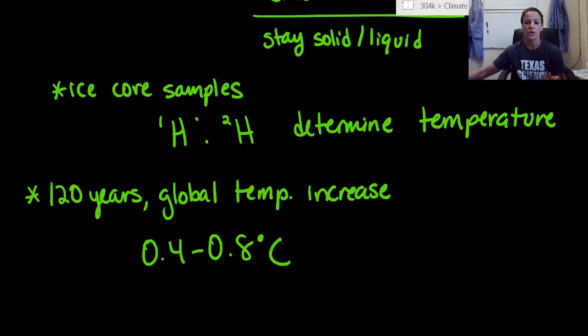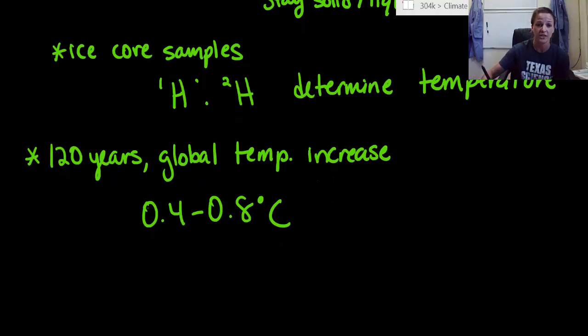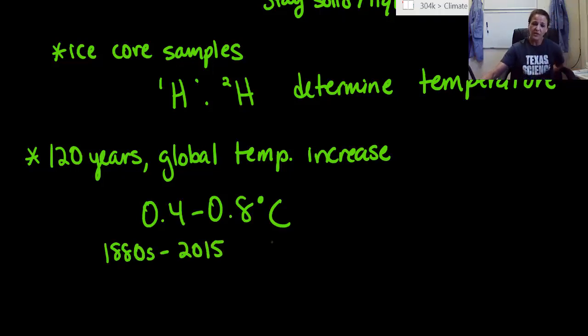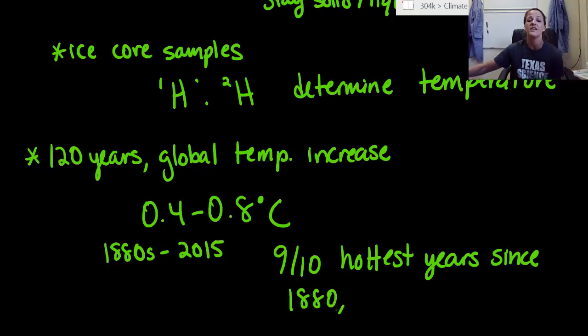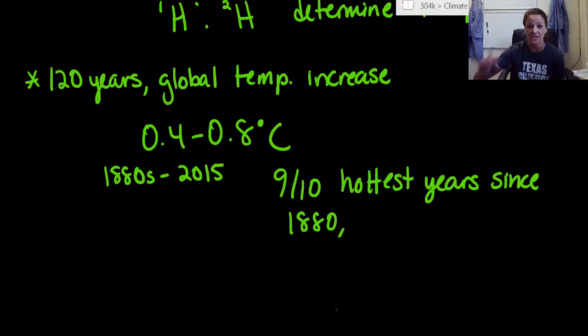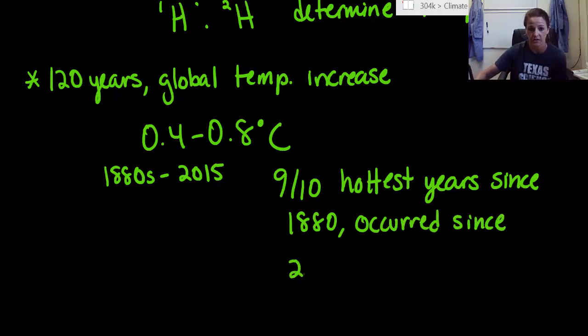But the one thing I want to point out is that we've been measuring this information since about the 1880s. So let's just say through 2015, because that's what we are now. So now, 9 out of the 10 hottest years since 1880, okay, 9 out of the 10 hottest years have occurred since the year 2000.